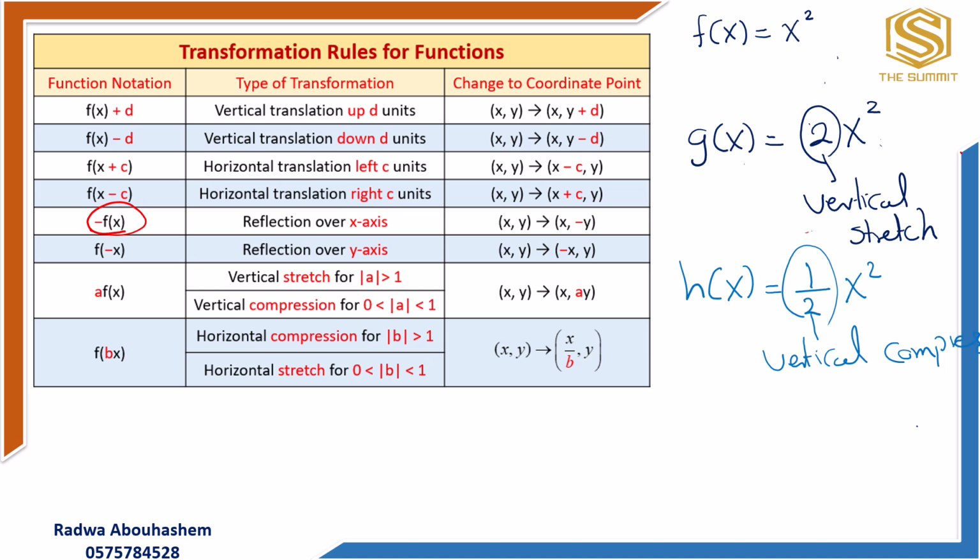Okay, now let's go for the horizontal. The horizontal means that you are doing whatever you do to the x itself. So you're going to multiply the x, right? Now, if you are multiplying x by a number greater than 1, it would be a horizontal compression. Let me give you this one. Let's say m of x equals 2x all to power 2. I multiplied the x itself by a number greater than 1, so this is a horizontal compression.